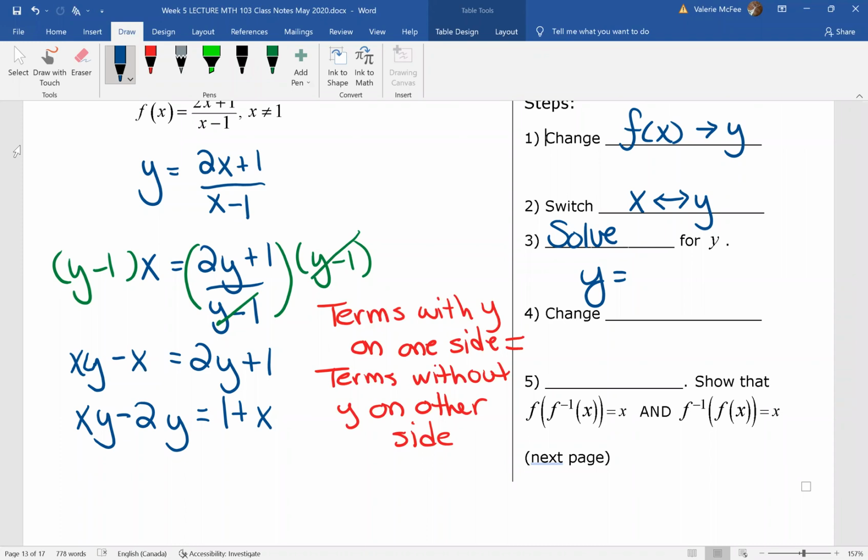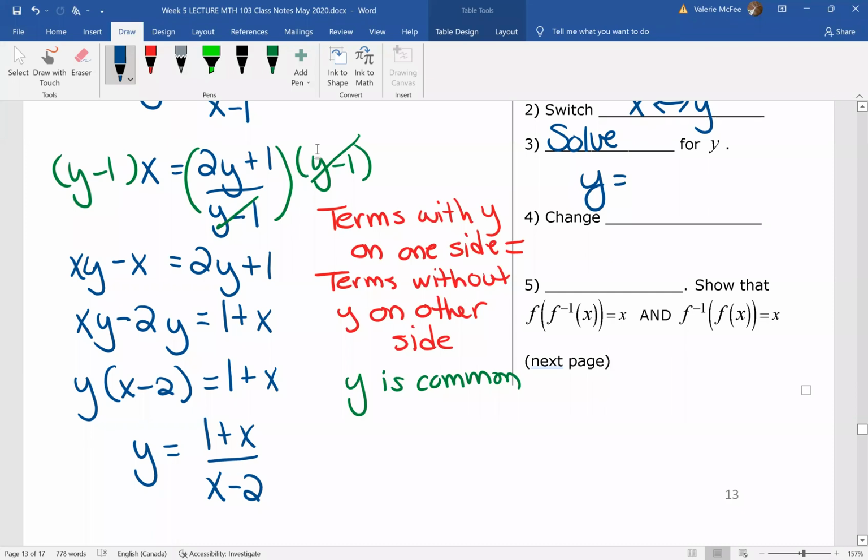So I've subtracted 2y and I've added x. Now we have all of our terms with y on one side and we see that y is common. So we can factor. We divide both sides by that x minus 2, and we see that y equals 1 plus x all over x minus 2. Our final step then is to change y to the inverse function, because now x and y have switched places. We have found our inverse function.